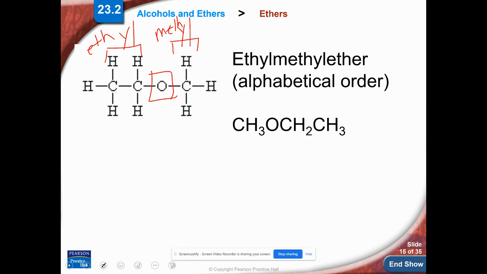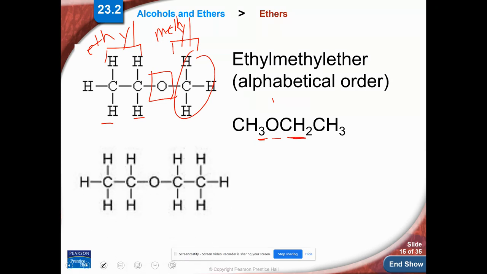Okay, so here's my condensed structural formula, right? I've got that CH3, O, CH2, CH2, CH3, O, and then a CH2 and a CH3. So notice I have this oxygen in the middle, and I've got 3 hydrogens over here, and then I've got still 2 hydrogens over there. Right, those are going to be some letter clues.